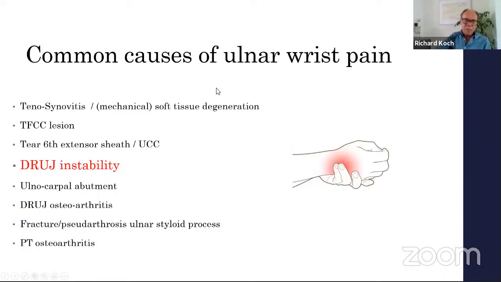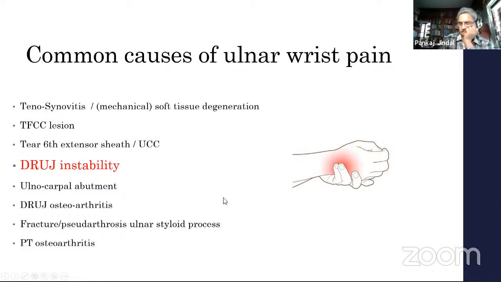So let's go to the common causes, as was pointed out by Pankaj. There is a variety of diagnoses related to ulnar wrist pain, starting with a simple synovitis due to usually some soft tissue degeneration by mechanical forces or by disease. Then, of course, you have the TFC lesions, the tear in the subsheath of the sixth extensor compartment, DRUJ instability, which we are speaking of now, but also ulnar carpal abutment, osteoarthritis, fractures and pseudarthrosis of the processus styloideus ulnae, and finally the PT osteoarthritis between pisiform and triquetrum.